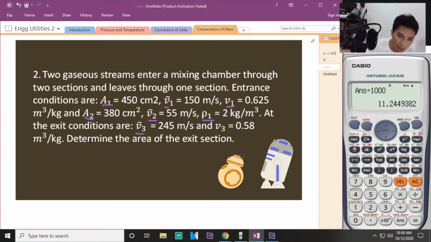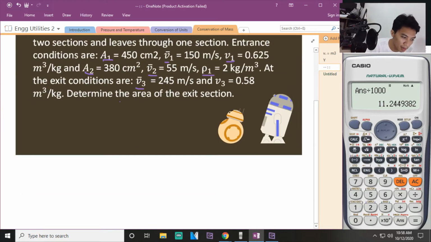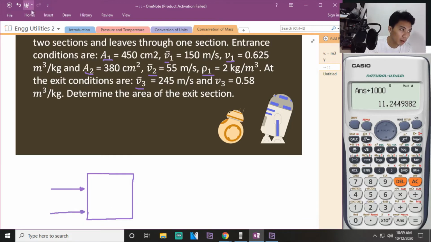Ang magandang paraan dito, we visualize. Sabi dito, meron daw tayo mixing chamber. Ito yung mixing chamber. And that is your mixing chamber. Ngayon, meron kang passageway 1 at meron kang passageway 2. Ngayon, lalabas sila. Sabihin natin ng kulay. Lalabas sila as 1.